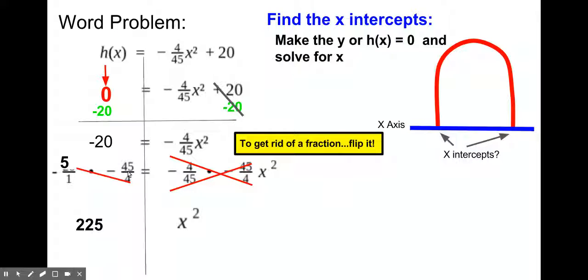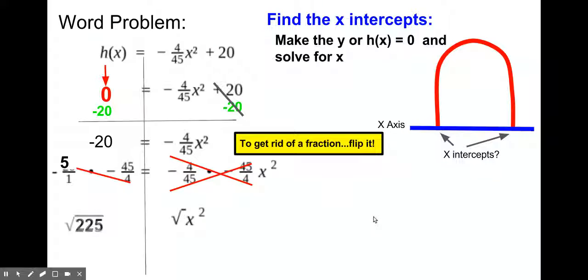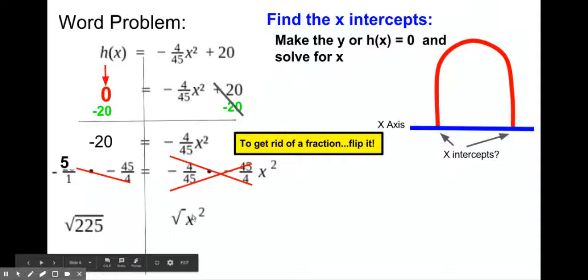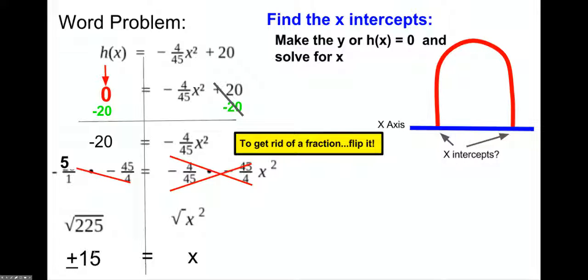We're almost done. How do you get rid of this little 2? Do you remember from our last lessons? The opposite of square power is square root. So if you take the square root on one side, you need to take the square root on the other side. And from this side, the x squared, an x is going to come out. And on the other side, a 15 is going to come out. But remember, there's two answers, a positive 15 and a negative 15.